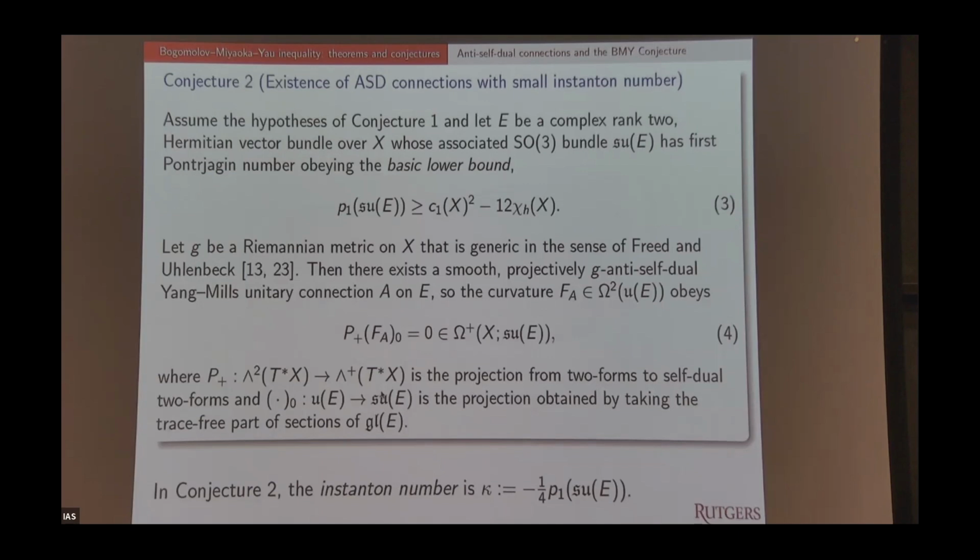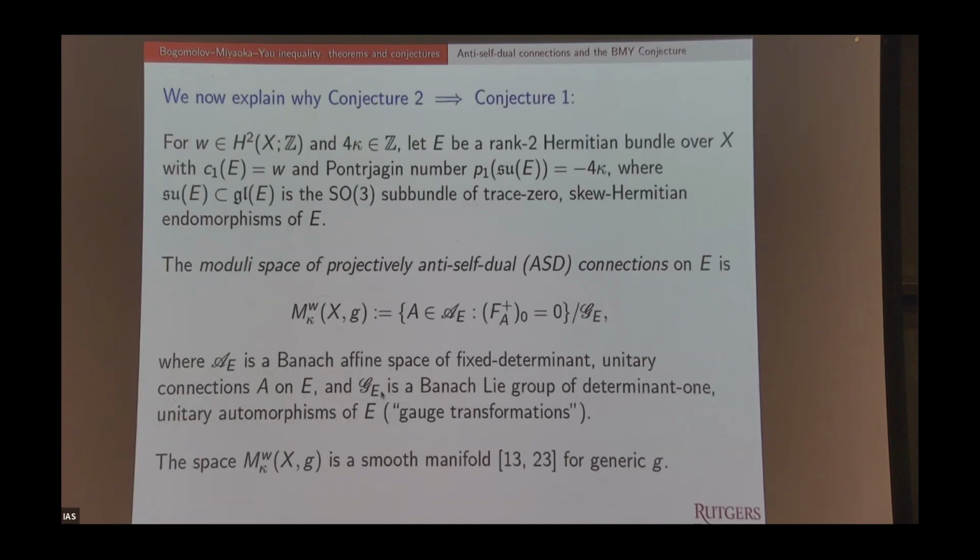All right, so let me explain why this is an interesting conjecture or why a solution to it is relevant. Over a four manifold, if you're given a rank 2 Hermitian bundle, you can attach to that a moduli space of solutions to the anti-self-dual Yang-Mills equation. And this moduli space is expressed here. It's a set of solutions to the anti-self-dual Yang-Mills equation modulo gauge equivalence.